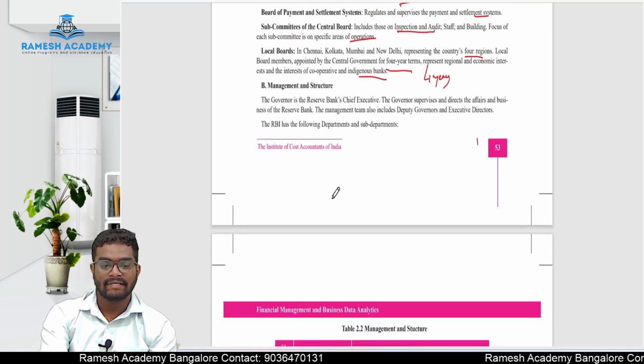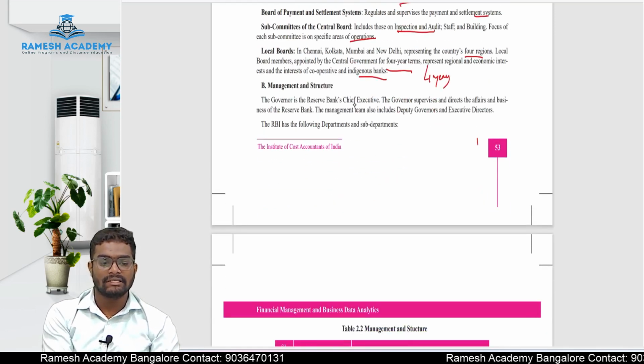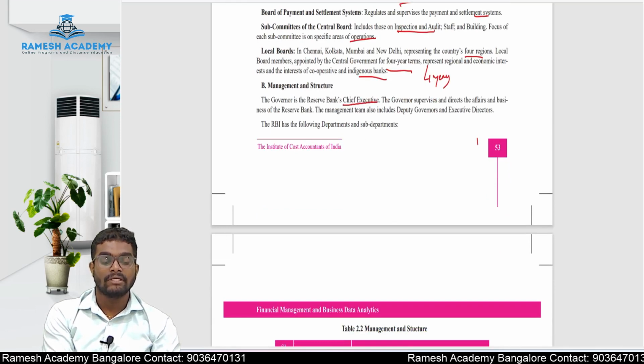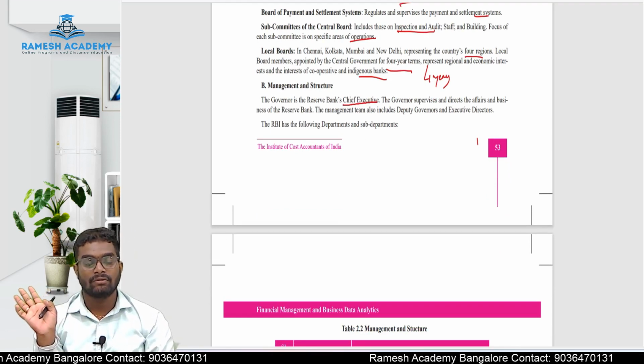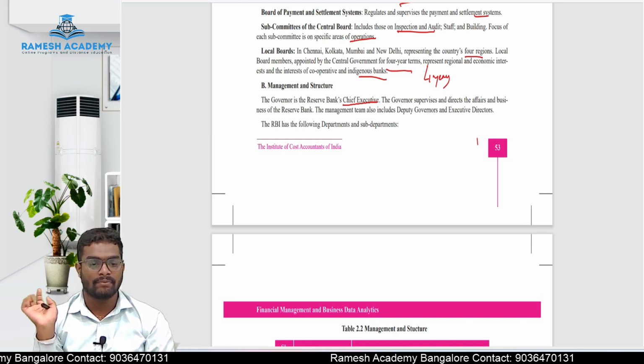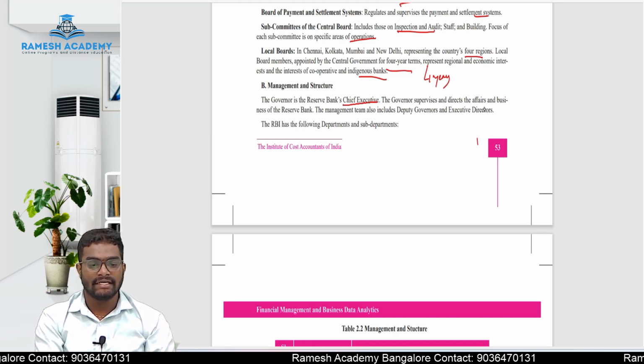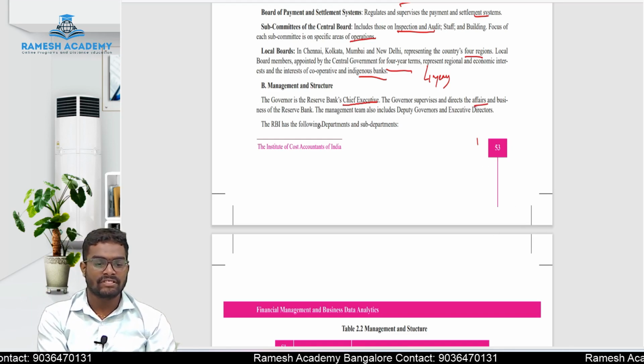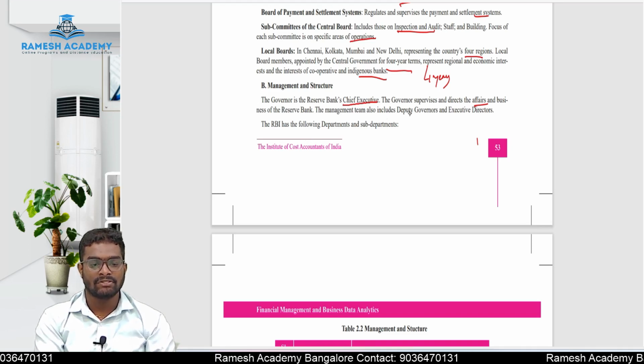So next, management and structure. The governor is the RBI chief executive, so he is solely responsible for all the decisions of the RBI. The governor supervises and directs the affairs and business of the Reserve Bank. The management team also includes deputy governors and executive directors.